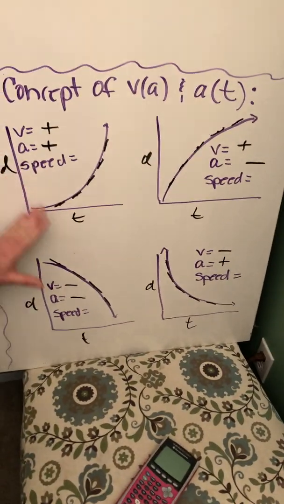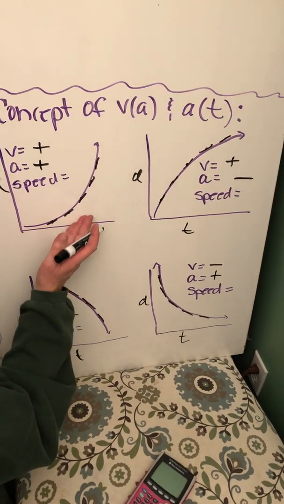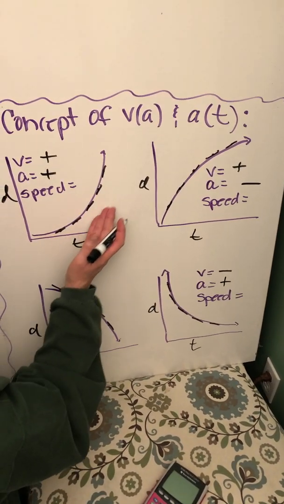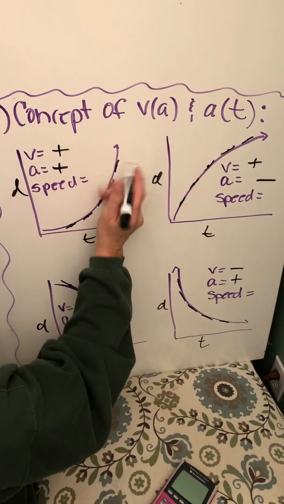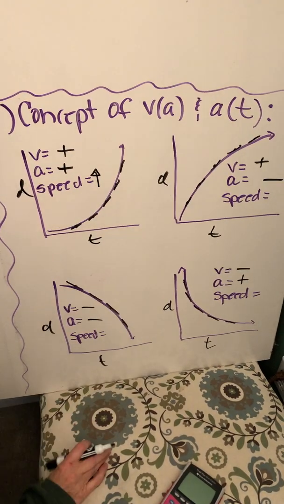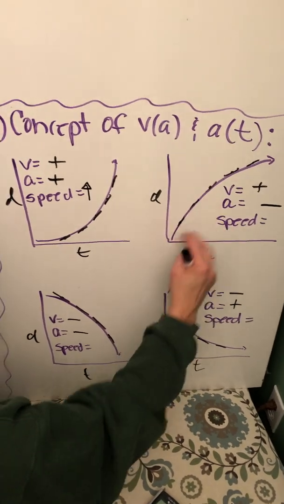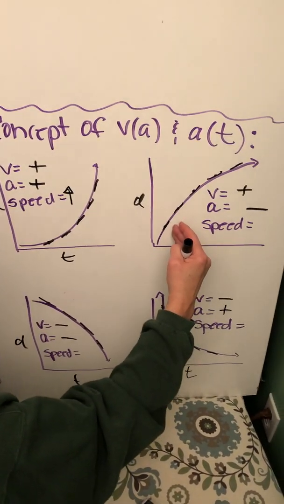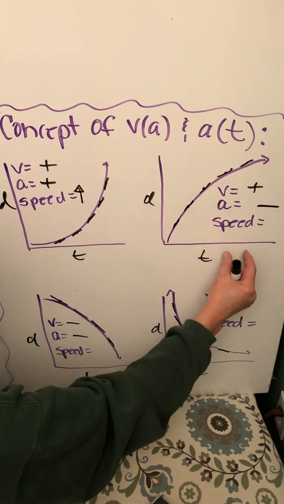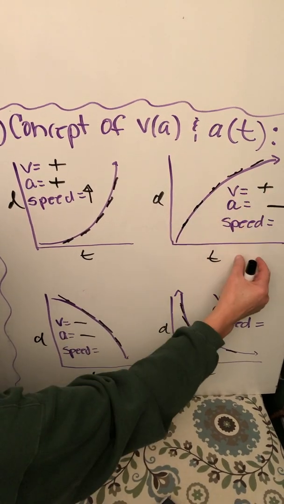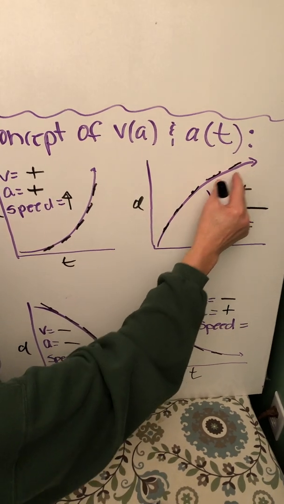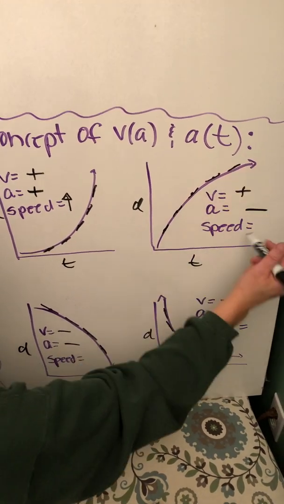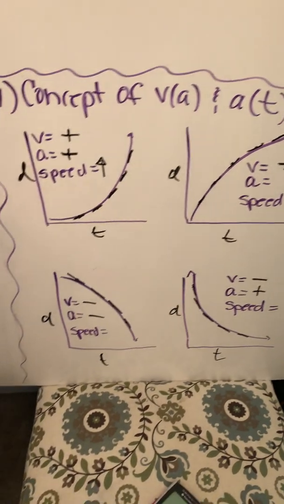Notice that on this graph, as time increases, the distance of the object is increasing also, and it is gaining distance faster, so the speed is going up. Let's take a look at the speed here. As you go to the right, notice that the distance for each time unit is not increasing as fast. So it's gaining distance, but it's slowing down, so the speed is slowing down.